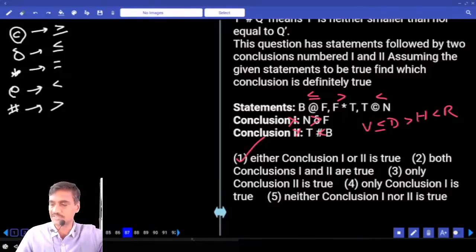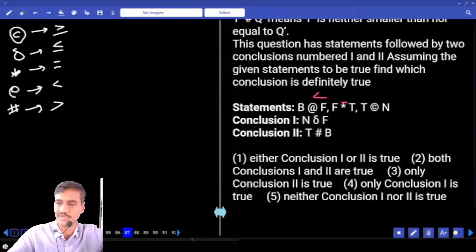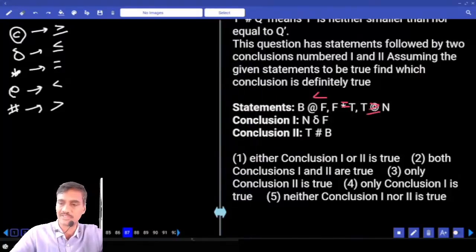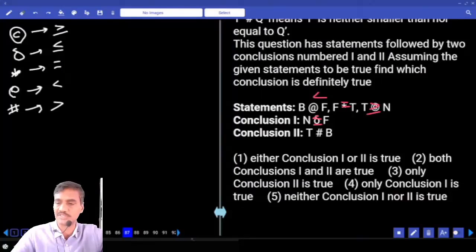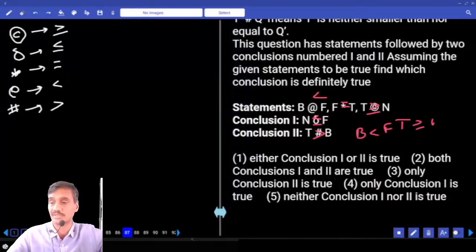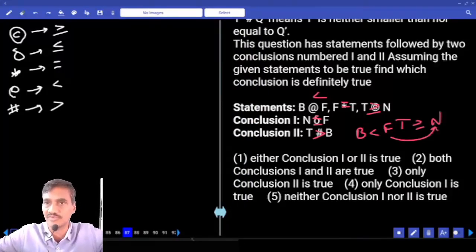Then coming to this 87, now B lesser than F, and next one F equals to T, and T greater than or equals to N, and N lesser than or equals to F, and a hash stands for greater than. Again, if you combine this, B lesser than F equals to T greater than or equals to N. And in this one, N lesser than or equals to F. F greater than or equals to N is true. And in the reverse, N lesser than or equals to F is also true.